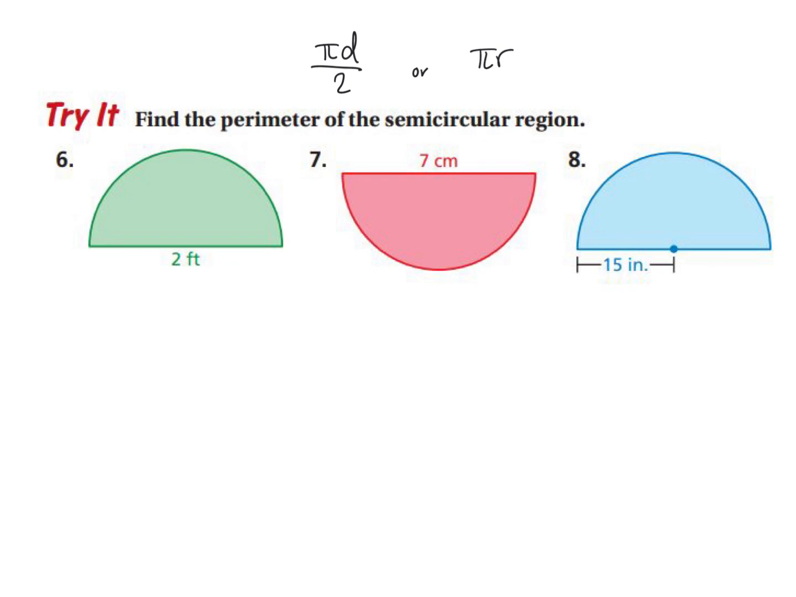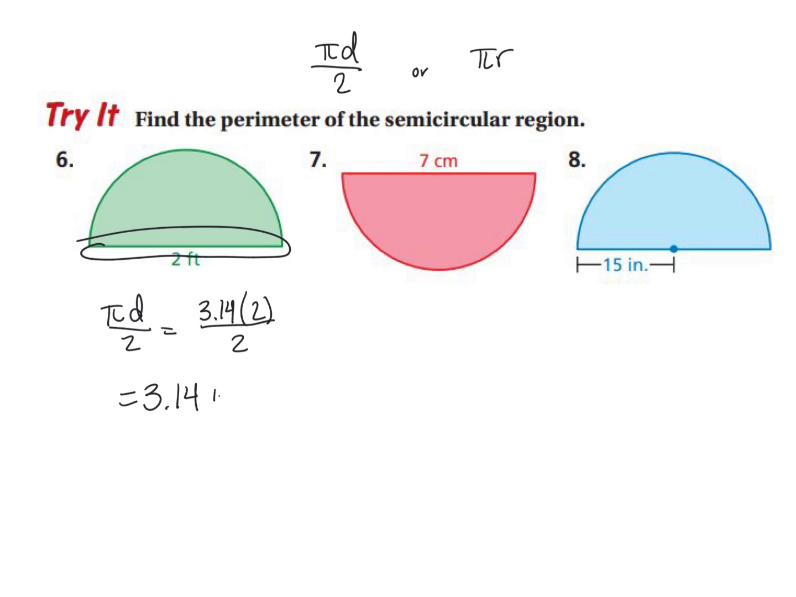All right, getting into this then, number 6 looks something like this. My diameter is 2 feet. I'm going to do pi times diameter divided by 2. This is going to be equal to 3.14 times 2 divided by 2. When I type that into a calculator, I'm just going to get 3.14 again. And then I simply need to add this bottom section, and I get 5.14 feet.